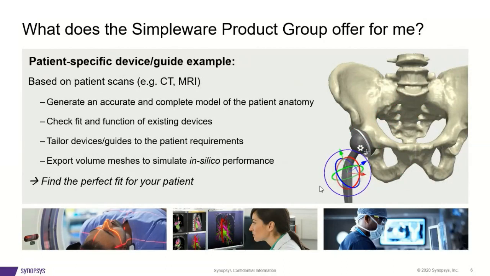Looking at patient-specific devices or guides as an example, this is a similar workflow going from a patient scan of a CT or MRI. You can generate patient anatomies, check the fit and form of devices, and tailor the device guides to the patient requirements. For example, you can incorporate patient-specific design into your workflow, connecting with CAD tools such as SolidWorks. You can also export volume meshes for simulations, for in silico performance or in silico clinical trials. The idea here is to find the perfect fit for your patient.